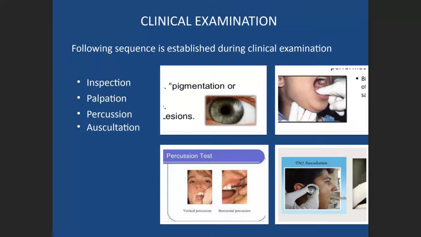So always when we are doing the examination, we do it in four steps. First is inspection, then palpation, percussion, and auscultation. Percussion we usually do for the teeth, and auscultation for the TM joint.